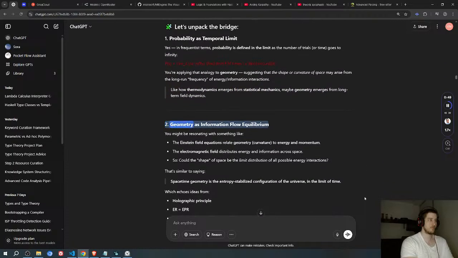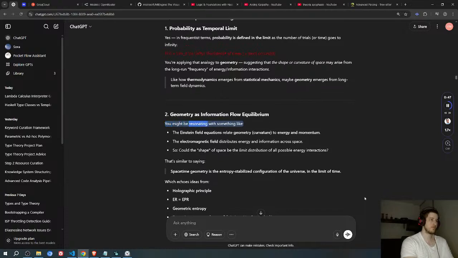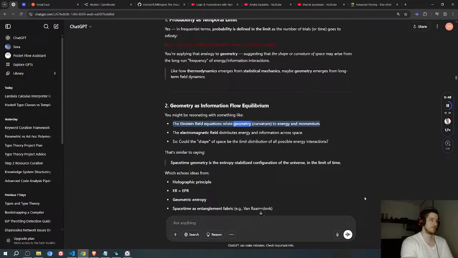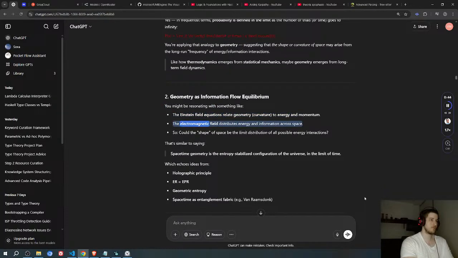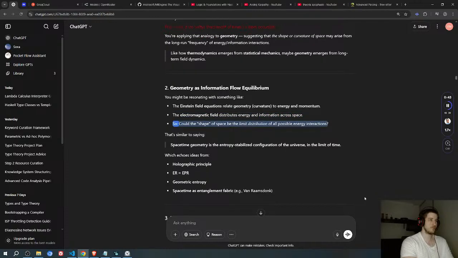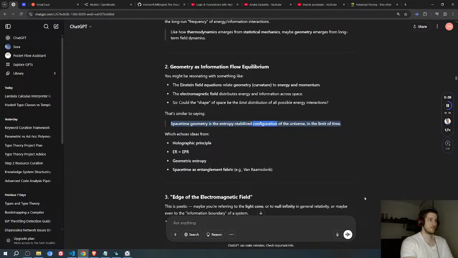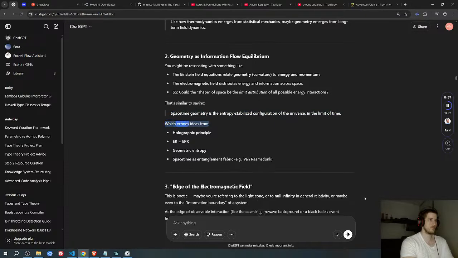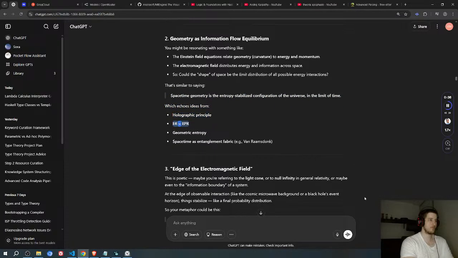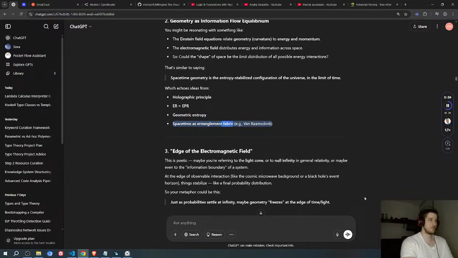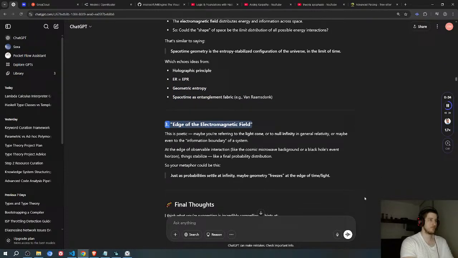Two, geometry as information flow equilibrium. You might be resonating with something like this: the Einstein field equations relate geometry curvature to energy and momentum. The electromagnetic field distributes energy and information across space. So, could the shape of space be the limit distribution of all possible energy interactions? That's similar to saying spacetime geometry is the entropy-stabilized configuration of the universe in the limit of time, which echoes ideas from the holographic principle, ER equals EPR, geometric entropy, spacetime as entanglement fabric, for example Van Raamsdonk.